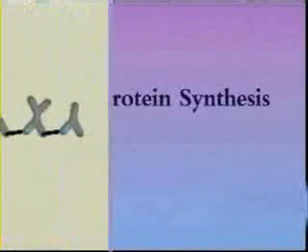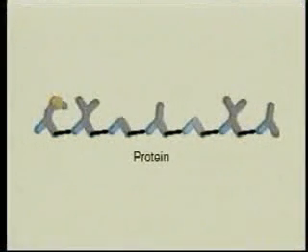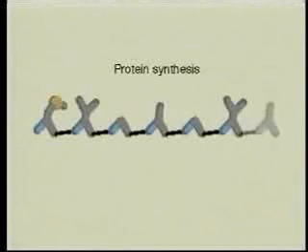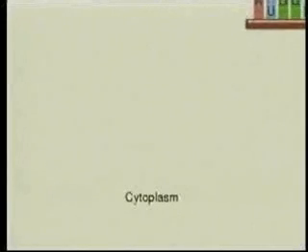A protein is a chain of amino acids. The process of linking amino acids together to make a protein is called protein synthesis. Protein synthesis occurs in a cell's cytoplasm.